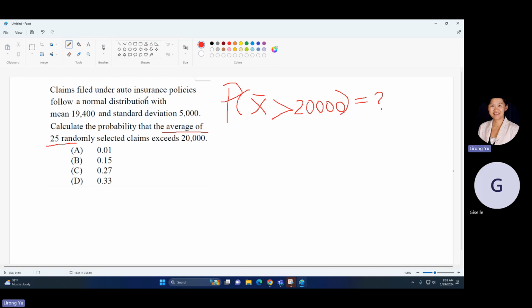The information itself says the claim, X, follows a normal distribution. The mean is 19,400. The standard deviation is 5,000. So that means the variance is 5,000 squared. When we apply the central limit theorem, we know the distribution for X bar, and that's the reason that we would use the normal distribution to answer this question.